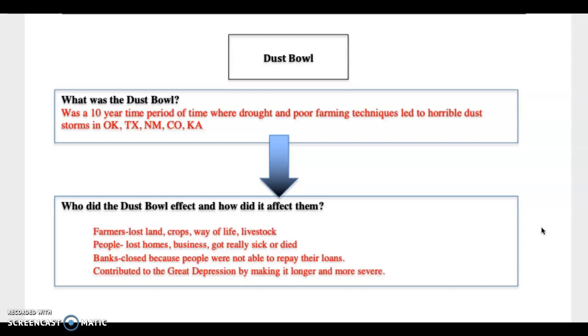Banks in the areas closed because people were not able to repay their loans. And if they weren't able to repay their loans, they also didn't have money to put in the bank. This applies to stores in the area as well. And ultimately, this contributed to the Great Depression by making it longer and more severe.